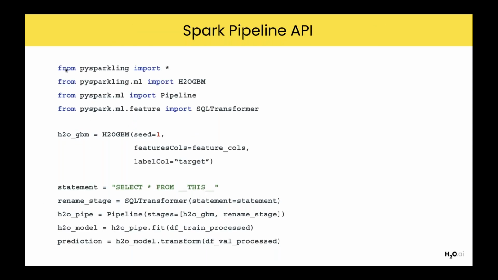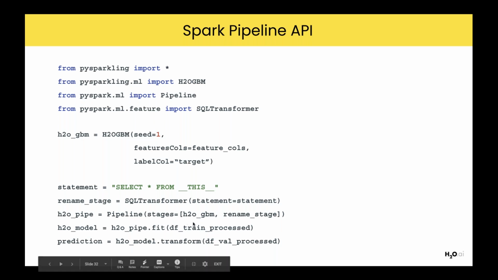So now this is the Python version, or the PySparkling version, of the code, but the code can also be written in Scala and R. So we import a few things, then we build an H2O GBM model, we pass in a few arguments, and then we create a statement which is a SQL transformer. So we are using a SQL transformer here, and then the H2O pipe, which you see, the pipeline has two stages for simplicity right now.